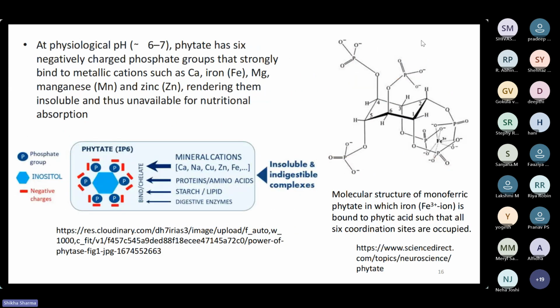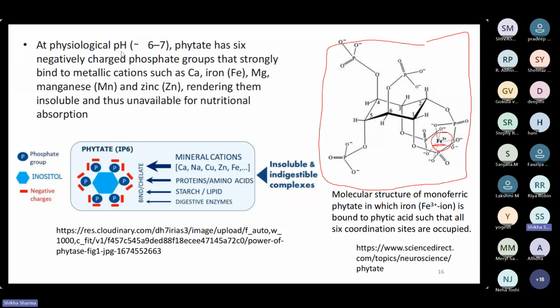So this is the structure of the phytate. If we see, Fe3+ is bound. This is a structure of monoferric phytate, where the phytic acid has complex coordination bonds and forms a complex with the iron Fe. It traps the iron, the essential nutrient, and now the iron will not be accessible to the human body.